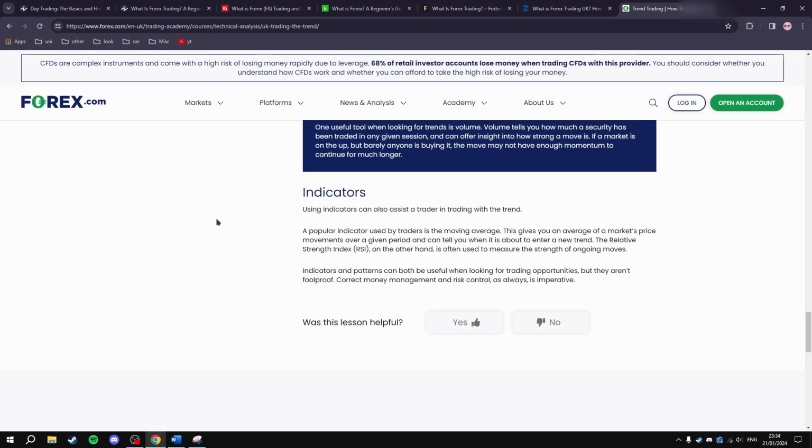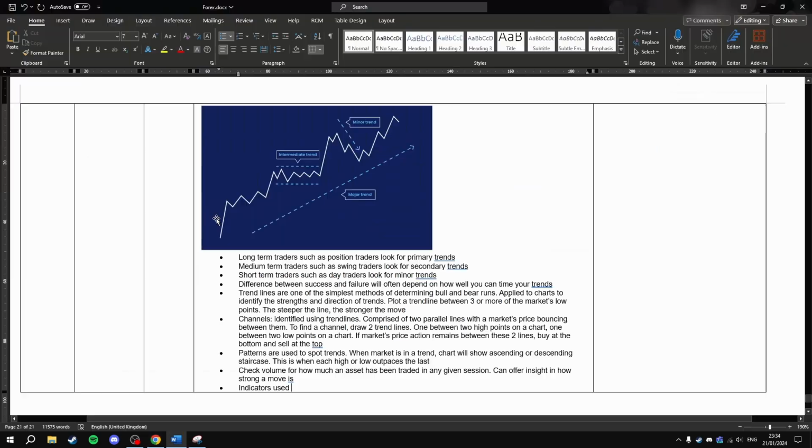This gives you an average of the market's price movements over a given period and can tell you when it's about to enter a new trend. The relative strength index, on the other hand, is often used to measure the strength of ongoing moves. Indicators and patterns can both be useful when looking at trading opportunities, but they aren't foolproof. Correct money management and risk control, as always, is imperative.